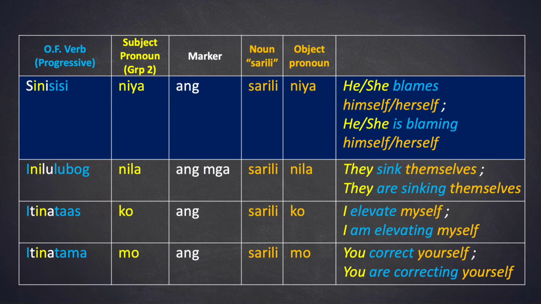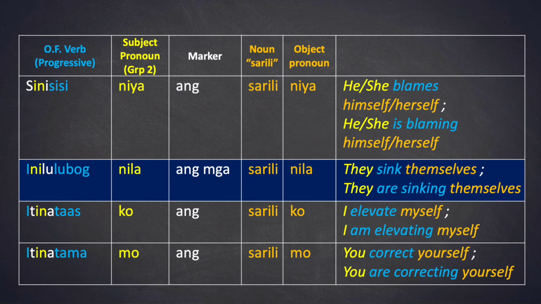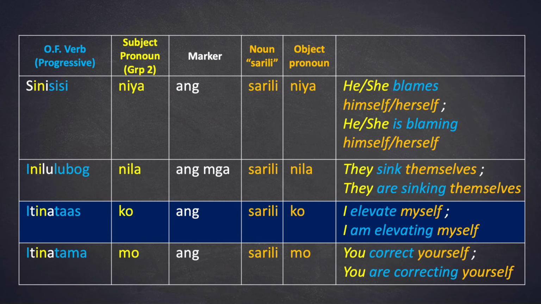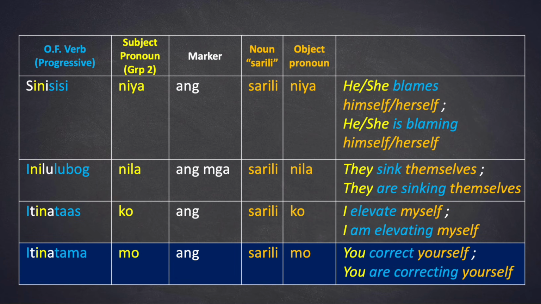Sinisisi niya ang sarili niya. He or she blames himself or herself. Or he or she is blaming himself or herself. Inilulubog nila ang mga sarili nila. They sink themselves or they are sinking themselves. Itinataas ko ang sarili ko. I elevate myself or I am elevating myself. Itinatama mo ang sarili mo. You correct yourself or you are correcting yourself.